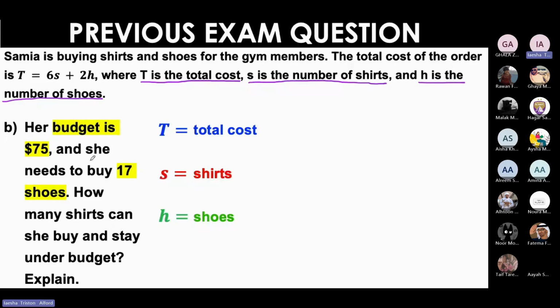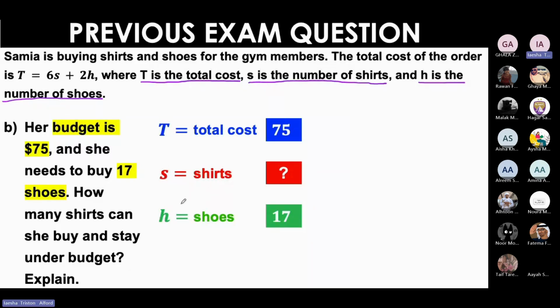So in part B, they tell us the total cost. How much is the total cost? 75. Good. Then they tell us how many shoes? 17. Do they tell us anything about how many shirts? No. So we're going to put a question mark, okay? Because we want to know how many shirts.